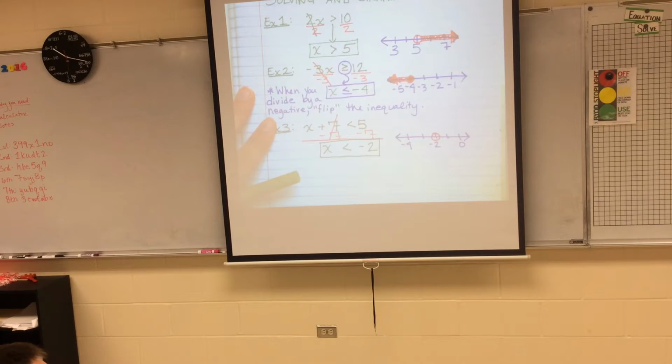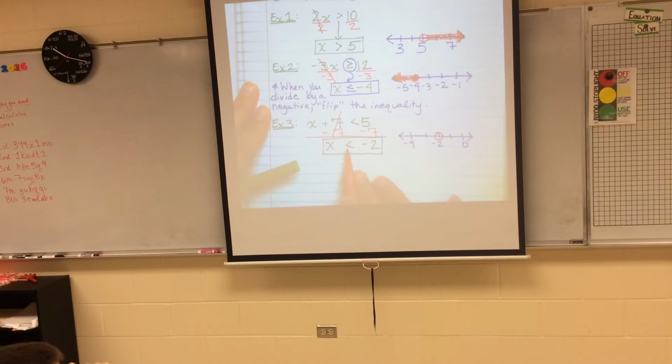Not always. Sometimes. So, to answer your question, Ian, if the x is on the left side, you're going to shade the direction that it's pointing. But sometimes the x will be on the right side, though. I'm not going to do that today, but it happens sometimes. I'm going to shade to the left. Don't forget your arrow.